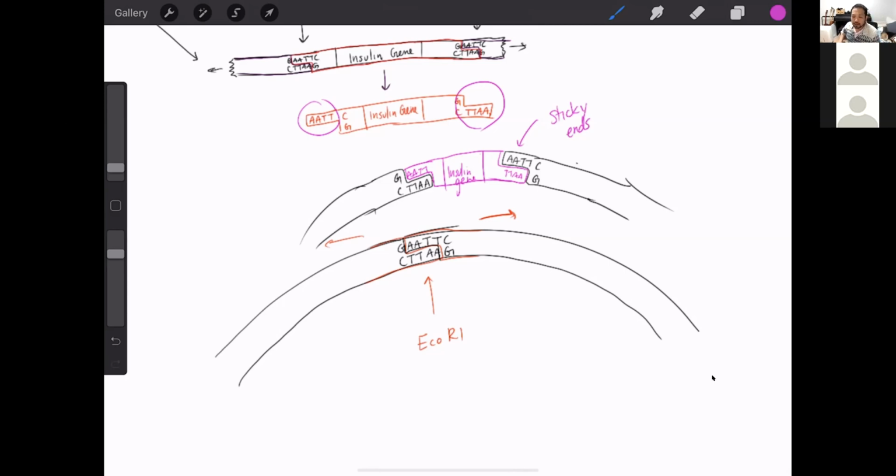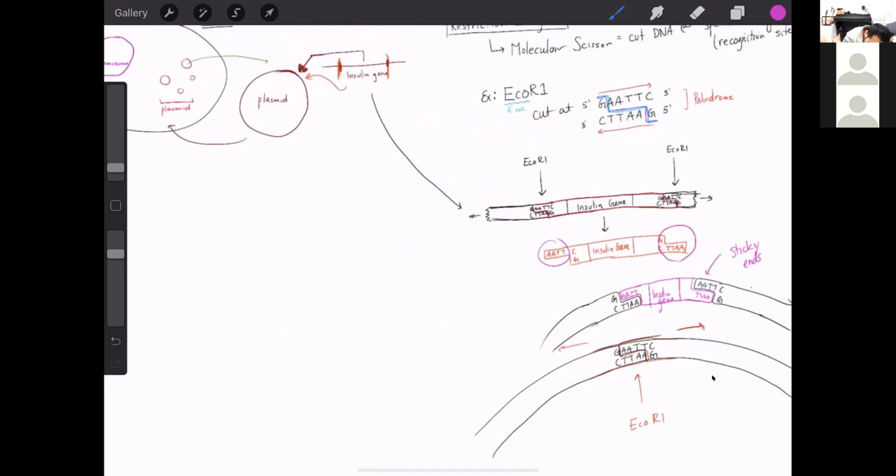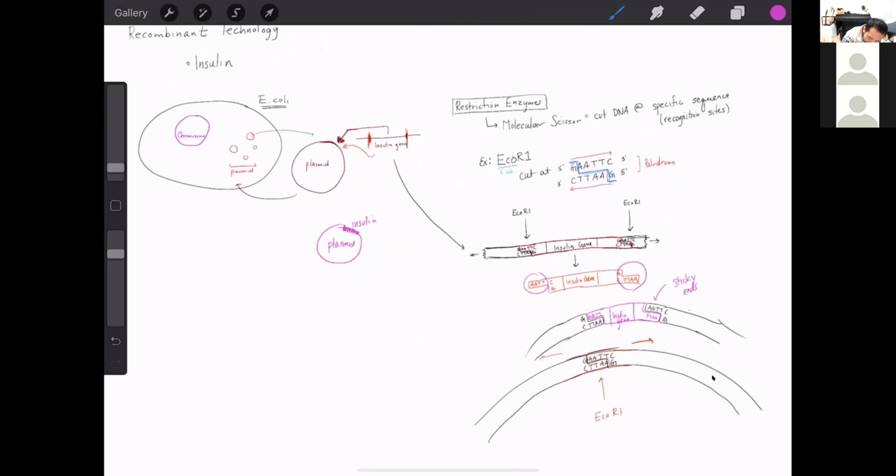And as you understand complementary base pairing, this shouldn't be too much of a problem for you. So what we've been able to do is take a regular plasmid and put a recombined insulin gene into this plasmid. And all we have to do then is put this plasmid back in and voila, we're done.